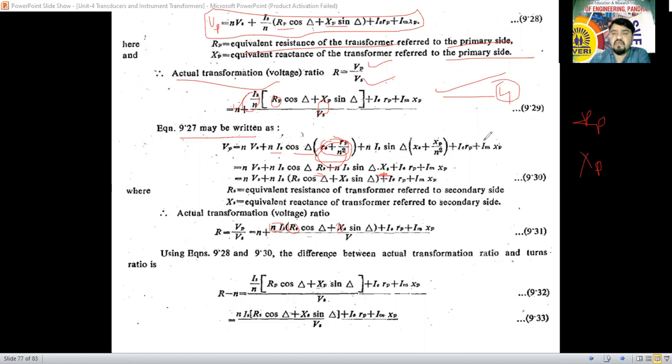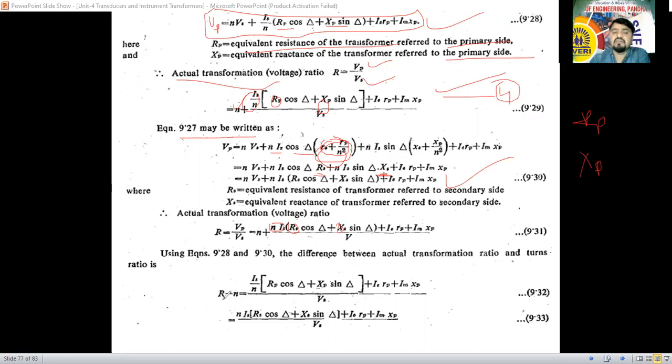Using this equation 9.28, that is equation number 3, and 9.30, this equation. The difference between the actual transformation ratio and the turns ratio is that here we have considered this n, which I will send to the LHS side.